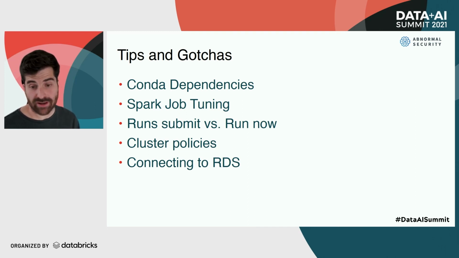With the run now API, it does tie into the permissioning model, but you incur that overhead of having to pre-create a job. So the hybrid model we ended up with, which I think works well, is that all of our ad hoc jobs are scheduled via run submit, and all of our scheduled jobs are scheduled via run now. And that's worked pretty well.